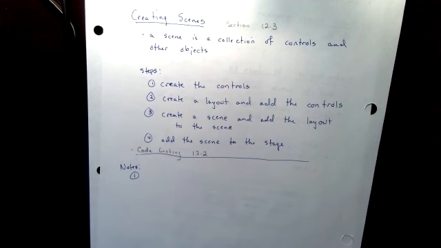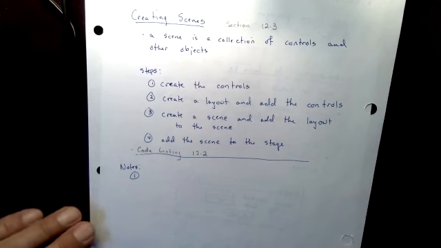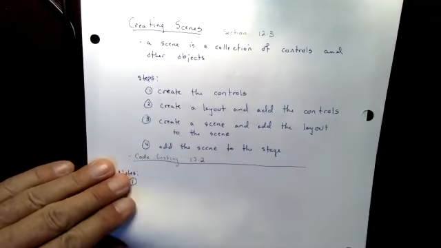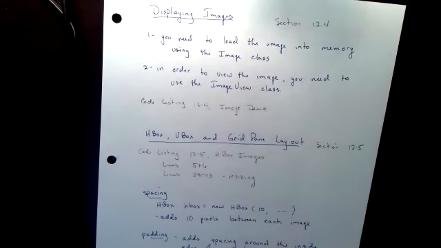Create what kind of scene you want and add the layout to the scene, because we added the controls to the layout. The layout's now going to go on the scene. And then finally add the scene to the stage so everything displays. So I'll keep pointing out 1, 2, 3, 4 as we go through this.